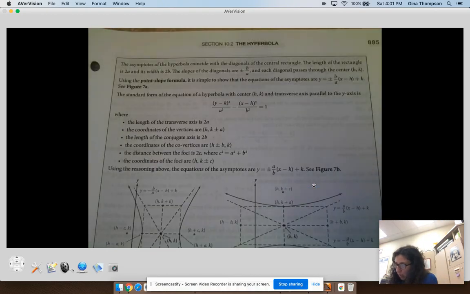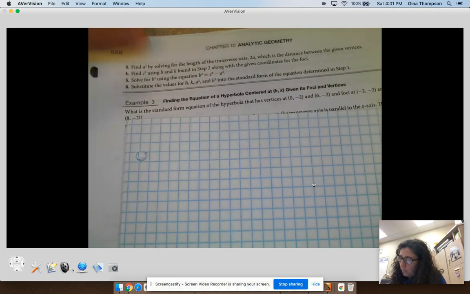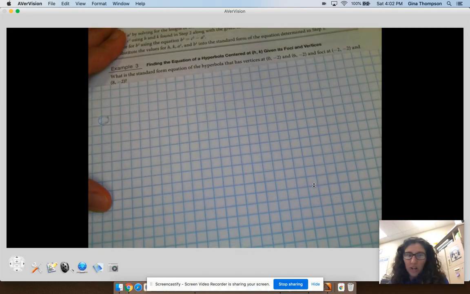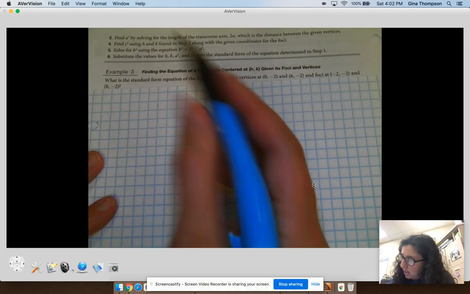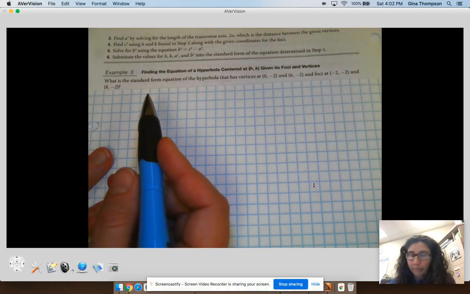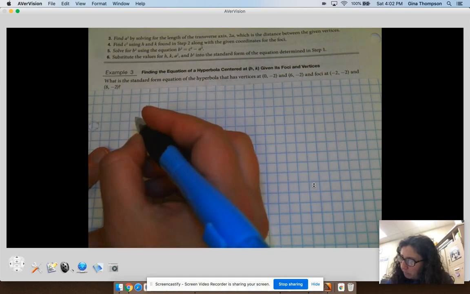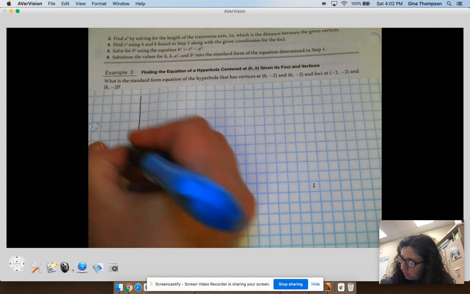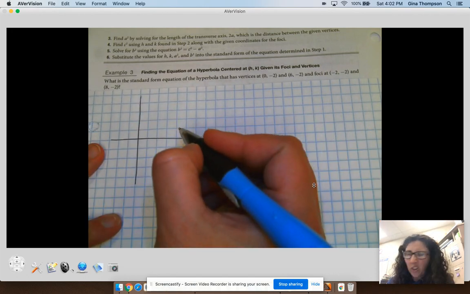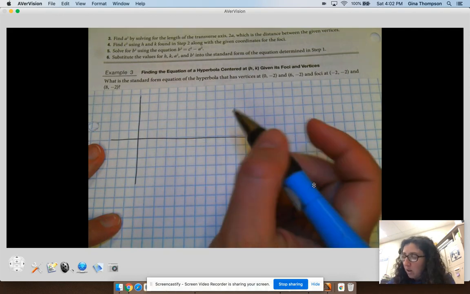All right, let's find another example. Example 3. There's example 3. Okay. What is the standard form equation of the hyperbola that has vertices at (0, -2) and (6, -2), and foci at (-2, -2) and (8, -2)? This seems like one I'm actually going to graph kind of carefully, because I'm going to have to figure out where the center is and things like that. And again, you can figure it out algebraically. Just keep things straight in your head. I prefer to do it graphically.